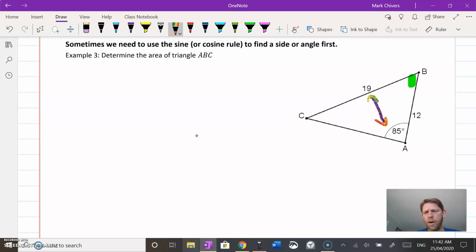And if I use the sine rule, I could match up that angle with that side. If I knew what this angle was, I'd know two of the angles in a triangle, then I'd be able to work out what the third angle in the triangle is. So we're going to have to use the sine rule first.